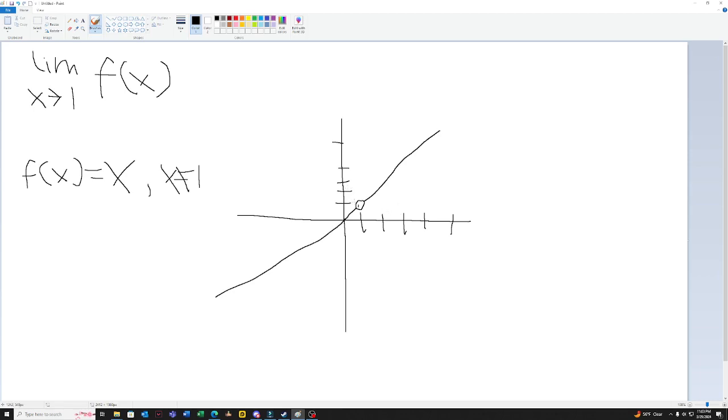It's basically just asking what does the graph approach? What does the graph seem to be doing as x approaches that number? And as we can see, x is still approaching 1 in this example. It's approaching 1 from the left, and it's approaching 1 from the right. Even though x does not equal 1, the limit is asking what the function appears to be moving towards. That's all limits are about.